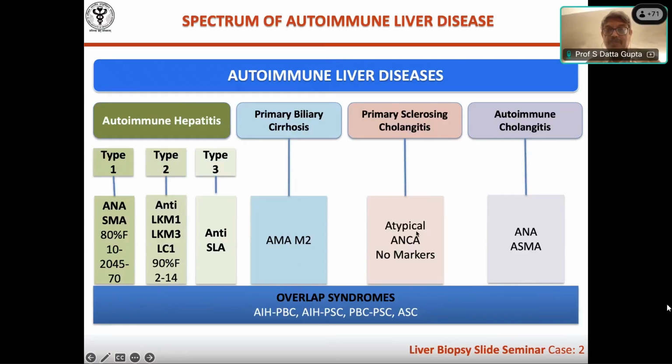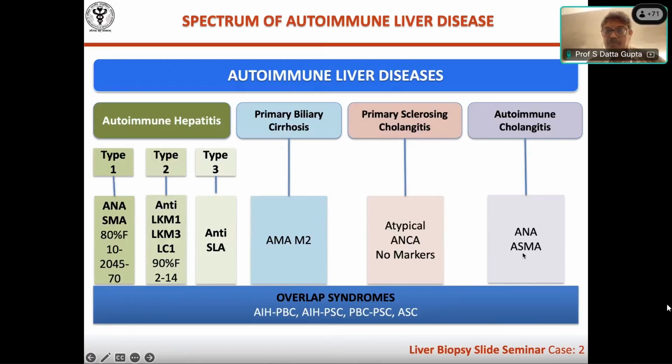Primary sclerosing cholangitis is also included under this, but no antibodies will be present. None of them will be present, predominantly affecting the biliary tree. We'll come to that later. And ANCA may be positive. And autoimmune cholangitis when ANA and ASMA are both present.